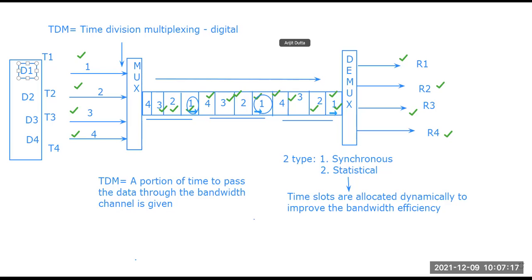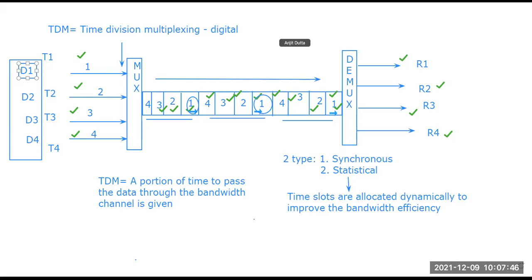This multiplexer has one added role: to check the input lines, which input lines have some data in the queue. So the multiplexer in statistical TDM has an added function to check the input lines having data in the queue. Those having data in the queues are going to get the time allocation to process the data. So this is the basic difference between synchronous TDM and statistical TDM.